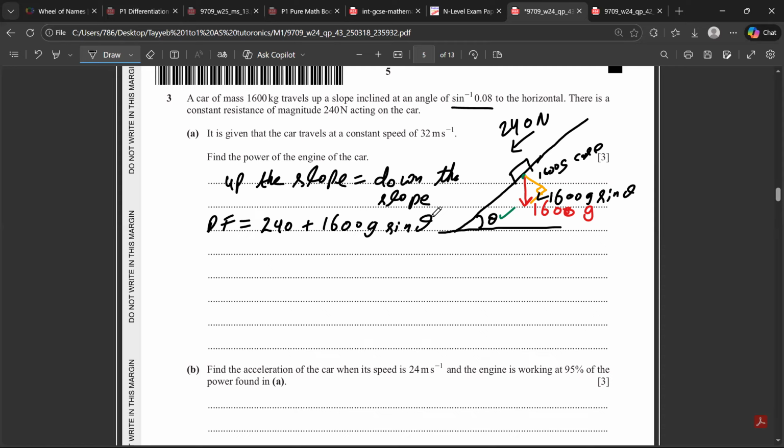An angle of sine inverse of 0.08 is equal to theta. So that means sine theta is equal to 0.08. Correct? We can say that sine theta is 0.08, right? Yeah. So we will replace sine theta with 0.08 and find the driving force. What is the driving force? Let's find it.